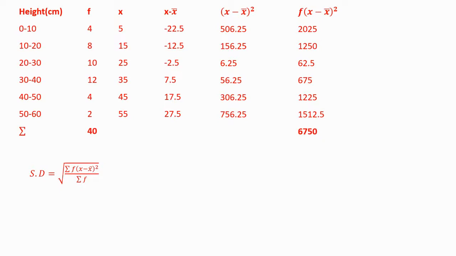So the summation of the frequency is 40 as computed in part B1, and the summation of f into x minus mean squared is 6750. Therefore, the standard deviation will be the square root of 6750 divided by 40, which equals the square root of 168.75, and the value is 12.99 centimeters, corrected to 2 decimal places.